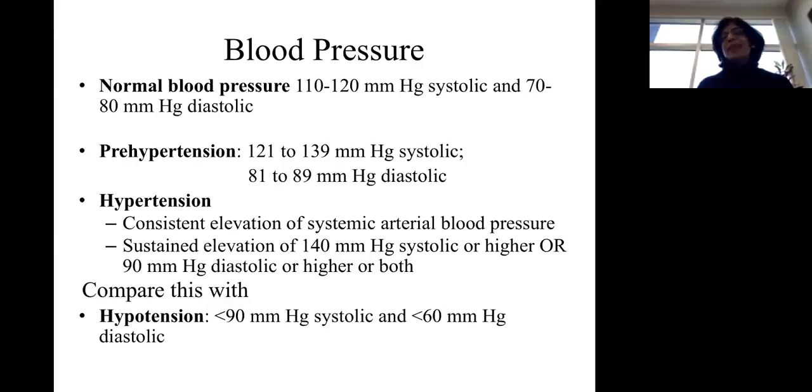Okay, hypotension. Although we won't be spending too much time on hypotension, it's the opposite of hypertension. It's less blood pressure than normal. What is the criteria for one to be called hypotensive? That is systolic below 90 and diastolic below 60.